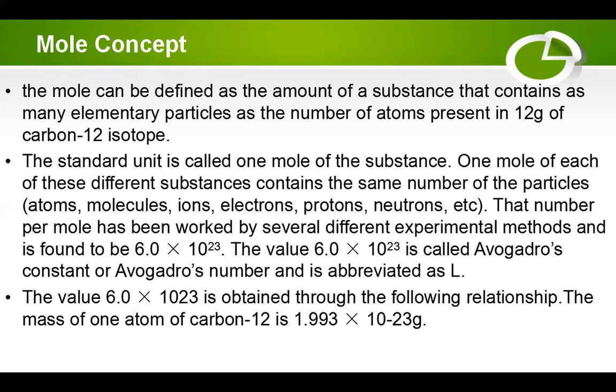Now that number per mole has been worked out by several different experimental methods, and is found to be 6.0 times 10 raised to 23. This value is what we call Avogadro's constant or Avogadro's number, and it is abbreviated as L.